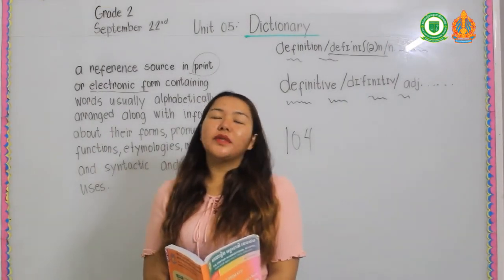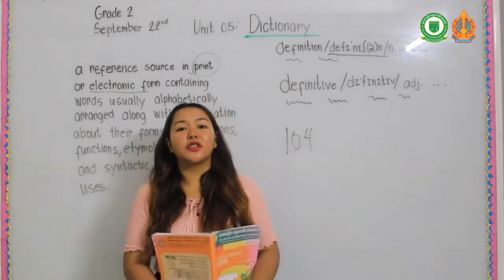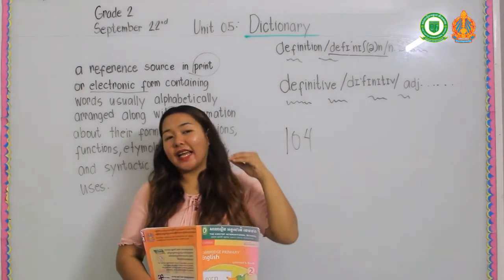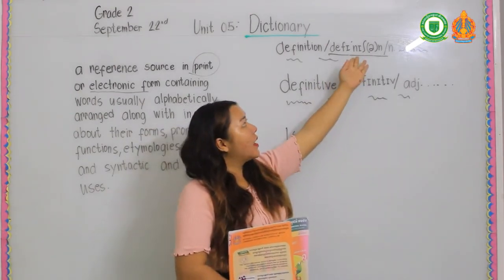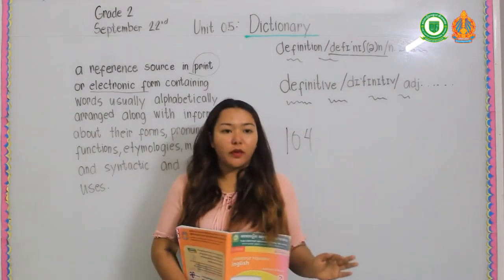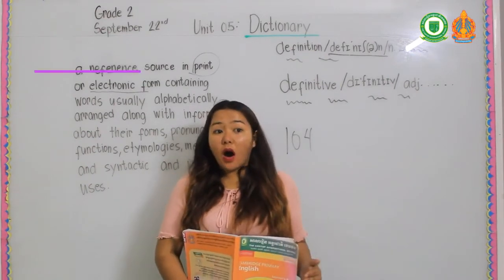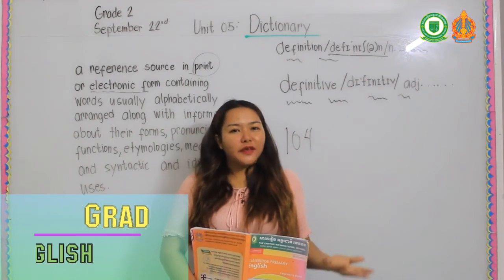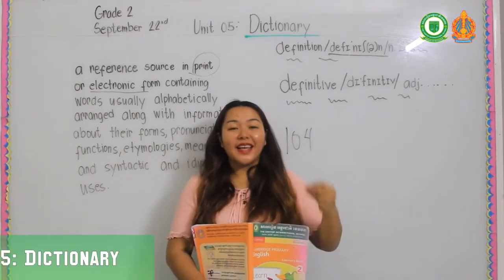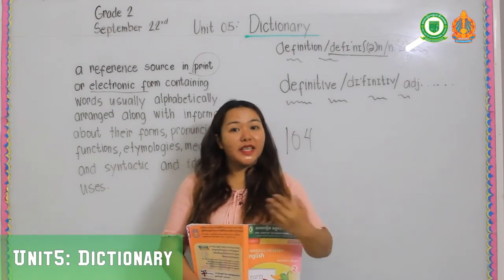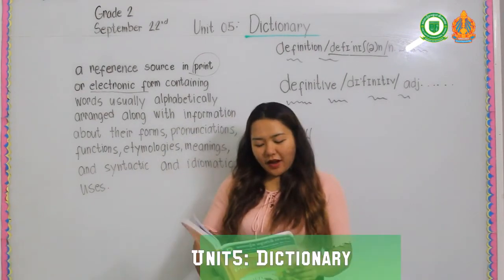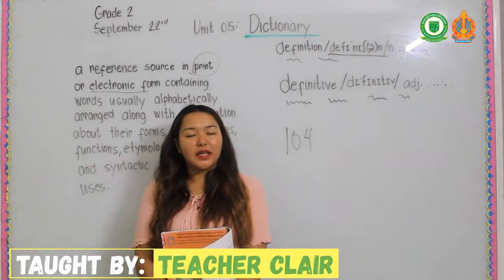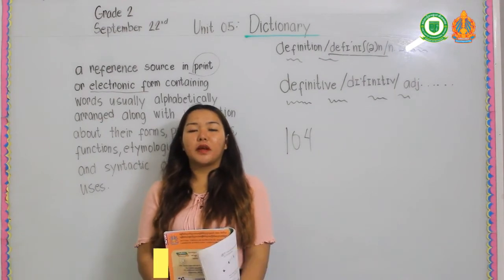For me, most of the time, I use a dictionary to look for the meaning of the words and at the same time the pronunciation. Like I told you earlier, the IPA is very useful, especially when you are already trying to perfect the way that you speak, the way that you read words and everything.